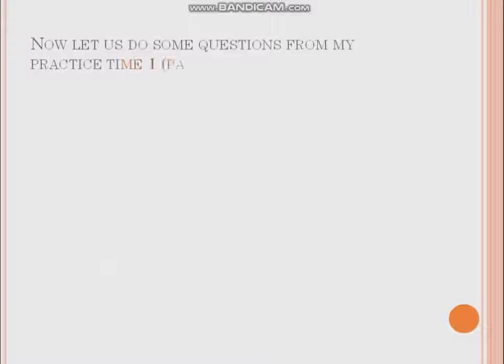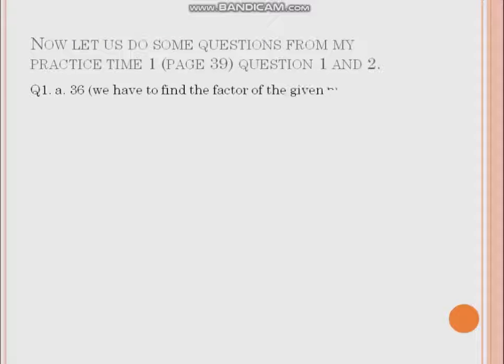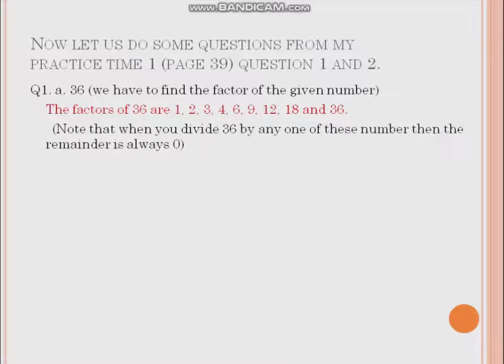So moving on, let us do some questions from my practice time 1, which is on page number 39, questions 1 and 2. In question 1, we have to find the factors of the given number, which is 36. So the factors of 36 are 1, 2, 3, 4, 6, 9, 12, 18, and 36. Note that when you divide 36 by any one of these numbers, the remainder is always 0.